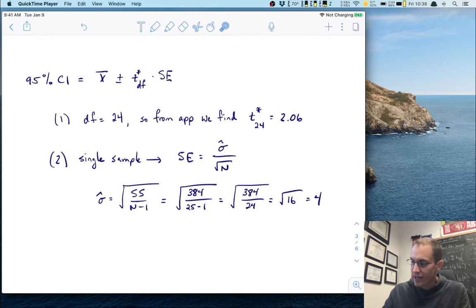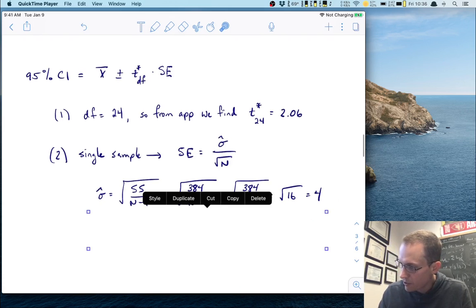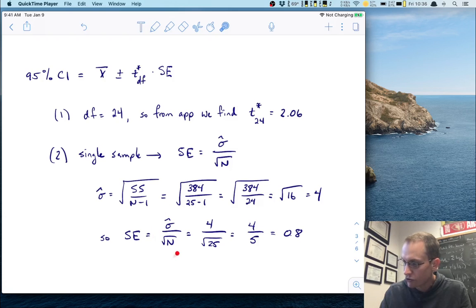Now we were given SS as 384, so we take the square root of 384 over 25 minus 1, which if we work this out and simplify, becomes the square root of 16, which is simply 4. It's a nice little example here. So that's sigma hat. What is the standard error? Well, we take sigma hat over square root of n, so it's 4 over square root of 25, which is 4/5, which is 0.8.